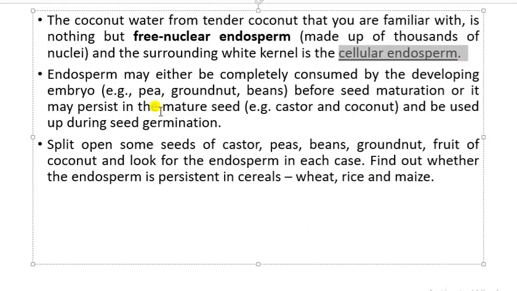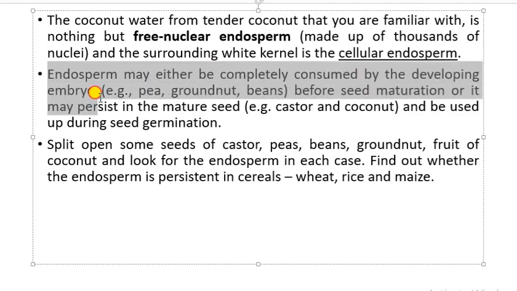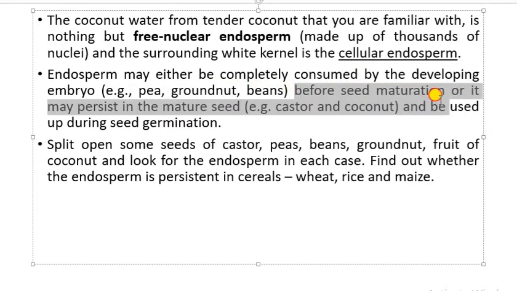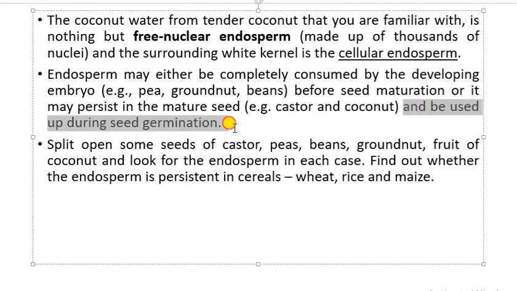Now endosperm is either consumed totally during the development of the embryo, which is seen in case of pea, groundnut and beans before the seed maturation takes place, or this endosperm may persist in mature seeds, for example castor and coconut, and it can be used up during the seed germination. So there will be two types of seed found depending upon the presence or the absence of endosperm.